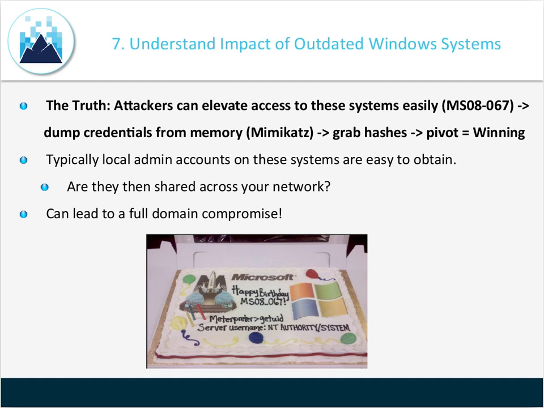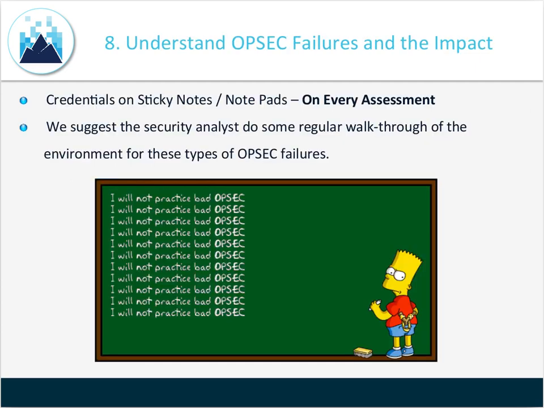You dump creds from memory, Mimikatz. You can grab hashes. You can pivot, and all equals winning. Especially if there's a domain admin logged in or domain level credentials logged in, it's going to lead you to pivoting. If you get local admin on that box, is that local admin shared across your environment? Very often it is, and you can move around and get domain admin through that mechanism. So it's very good to understand the risk that exposes, because a lot of people don't realize that it can lead to full domain compromise.